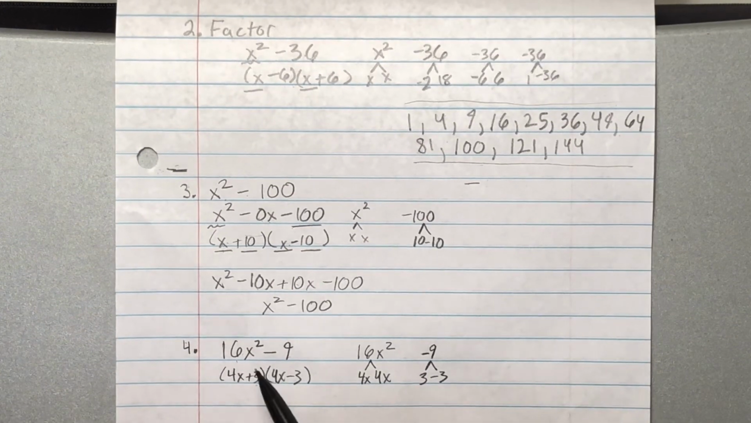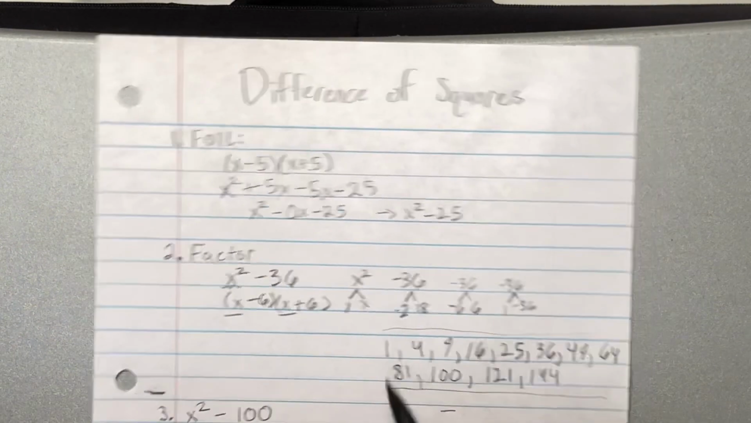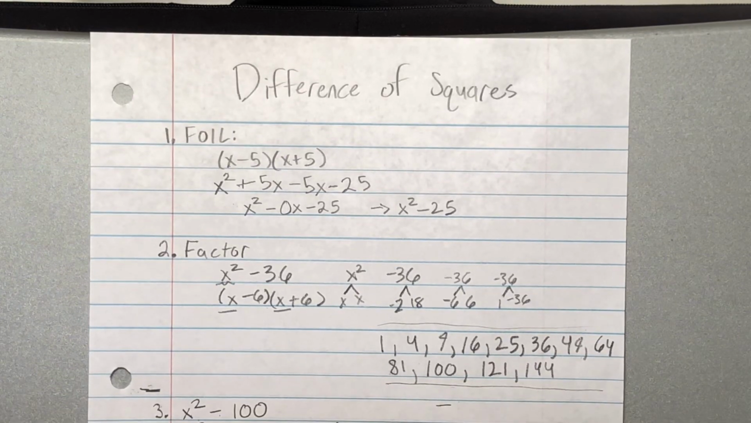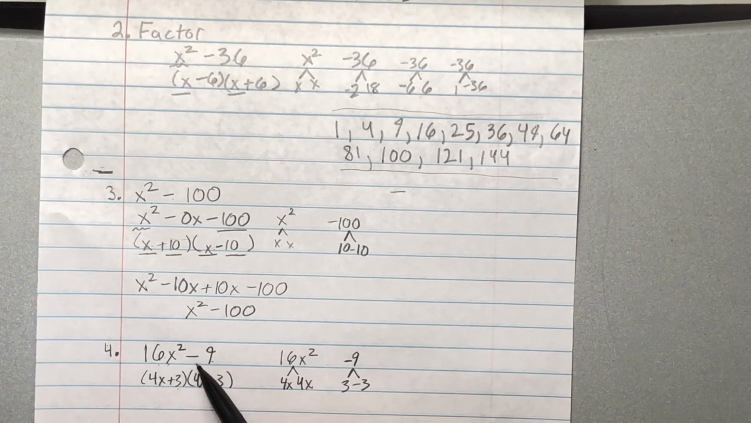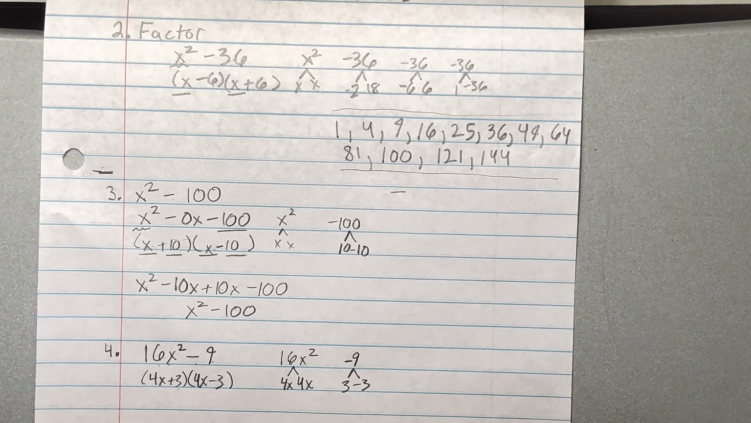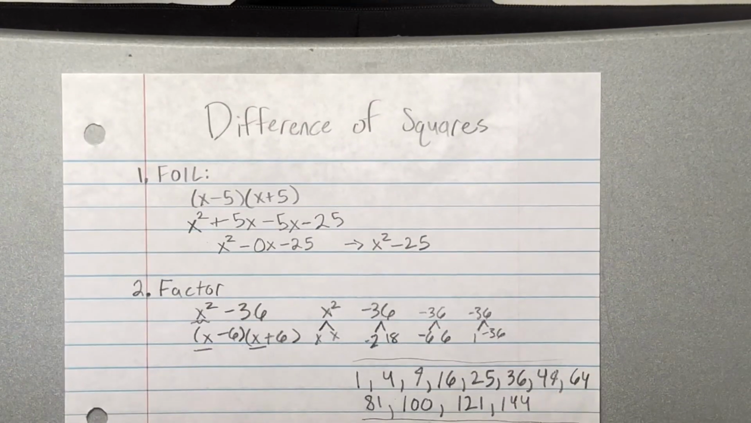So anytime you see a difference of squares, or something that has two perfect squares, so this list right here, and there's a subtraction sign in the middle, it only works when I've got the subtraction sign in the middle. That should be a hint to you that you have a difference of squares, and it will factor like the ones we just did.